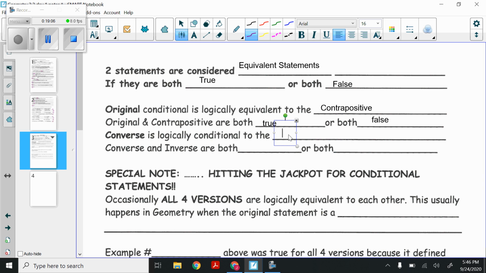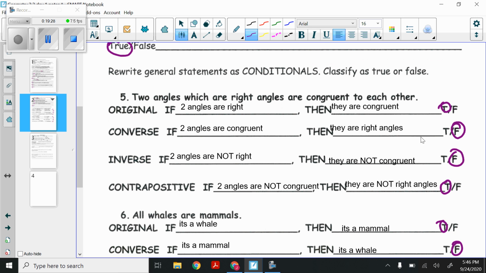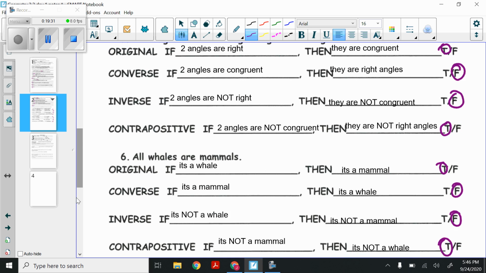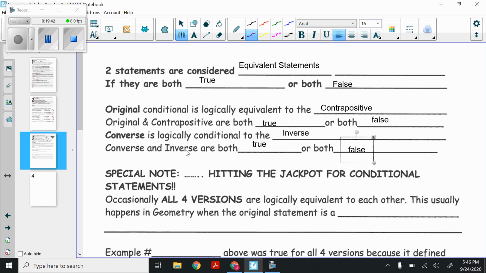So then the converse is logically equivalent to the inverse. So the converse and inverse are both either true or both false. Again, let's go back and look at those examples. Example number 4, the converse was false, the inverse was false. Example number 5, the converse was false, the inverse was false. Example 6, the converse was false, the inverse was false. Right? So once I know that my converse is false, I automatically know my inverse will be false as well. If I know that my converse is true, then I automatically know my inverse is true.